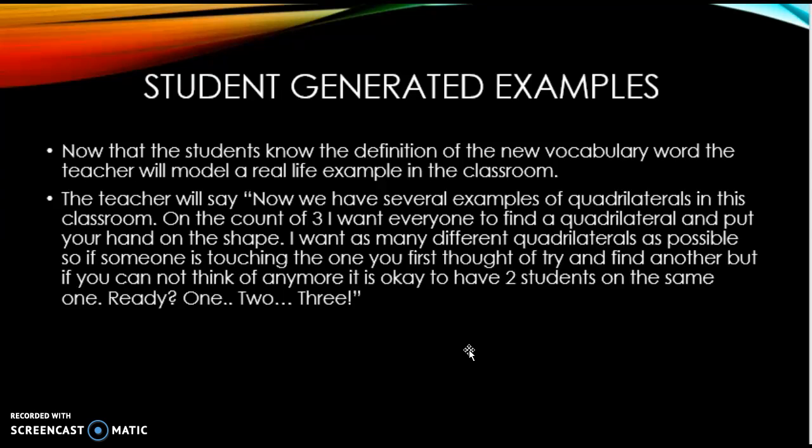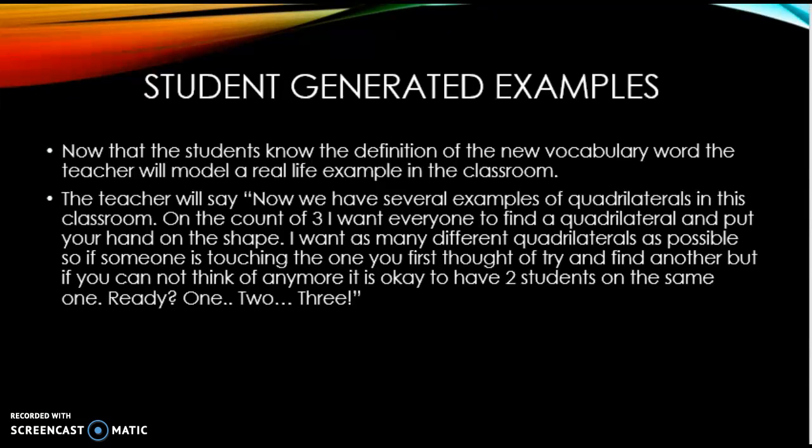So now is where we take over with student-generated examples. The students now know the definition and the new vocabulary word. So here the students know the definition of the word, and the teacher will model a real-life example in the classroom. So as a teacher, we might use the Promethean board and show that it has the 4 corners and the 4 sides.